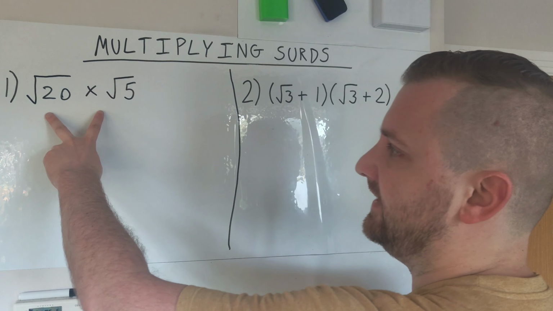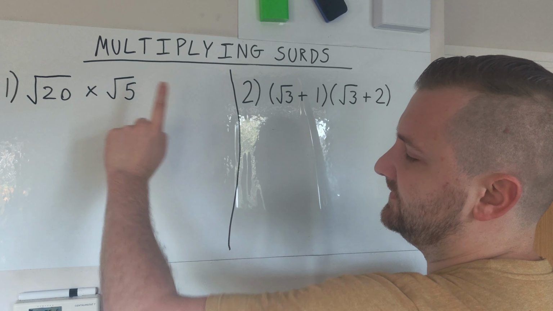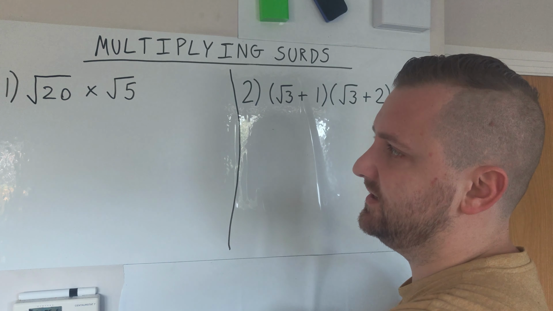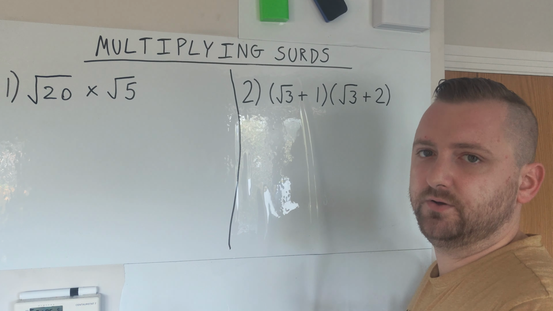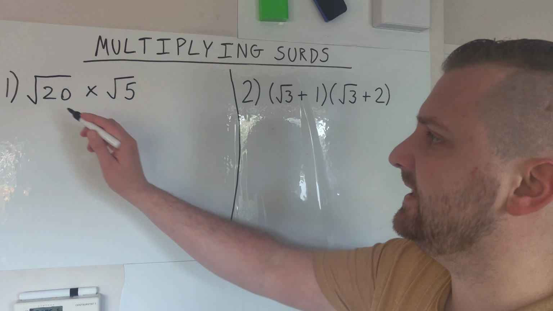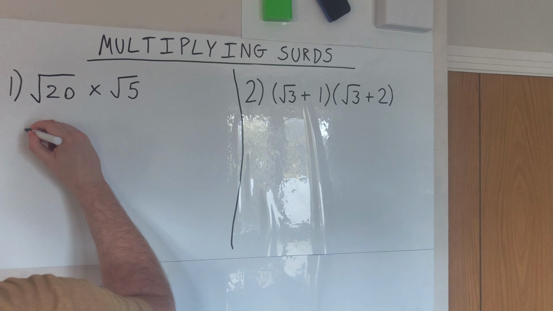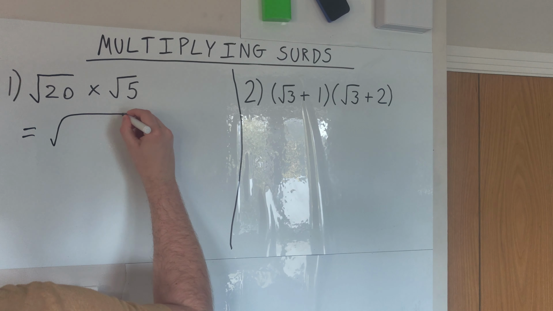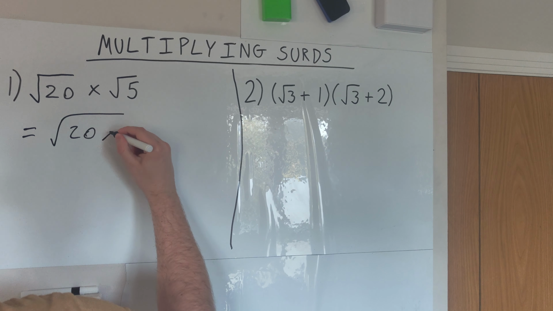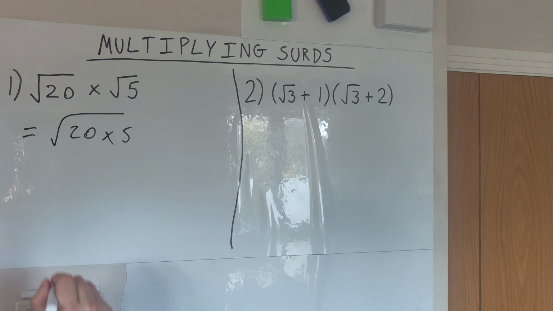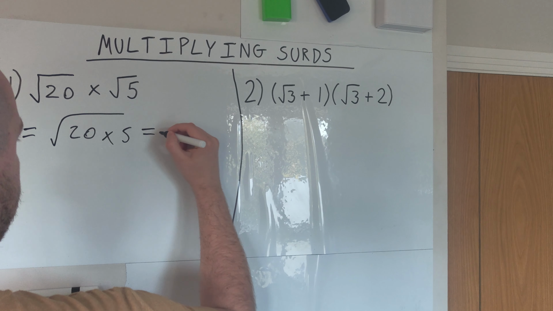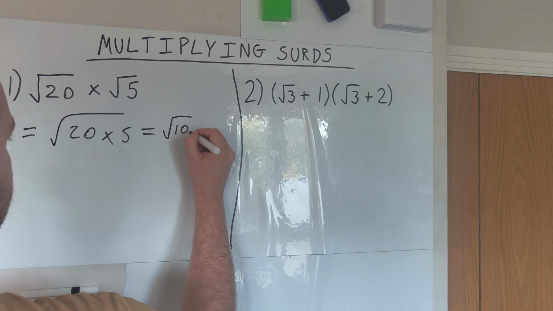When you have surds together, for example, a square root times a square root, you can just times the numbers inside the square root when they're being multiplied. So in this case, it'd just be equal to the square root of 20 times 5. I'll put all the working in. 20 times 5 is equal to 100. So that's the square root of 100.